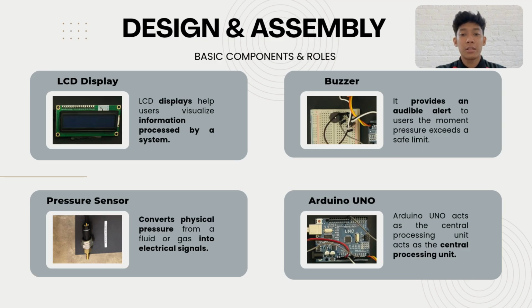Then, the pressure sensor is responsible for detecting the pressure of the fluid or gas and converting it into an electrical signal that can be processed by the system. Lastly, the Arduino Uno acts as the central processing unit. It receives the data from the pressure sensor, processes the information, and controls both the LCD display and the buzzer whenever the pressure passes the safety limit.